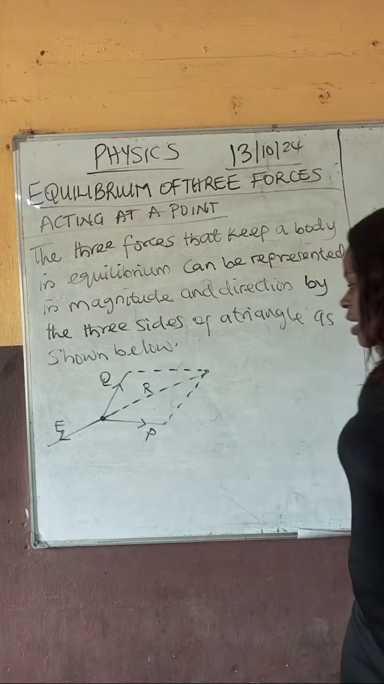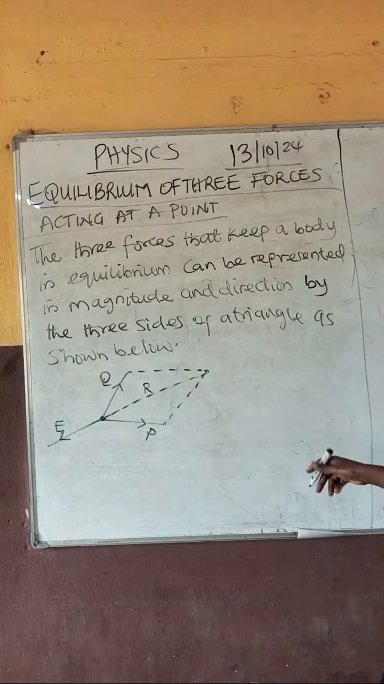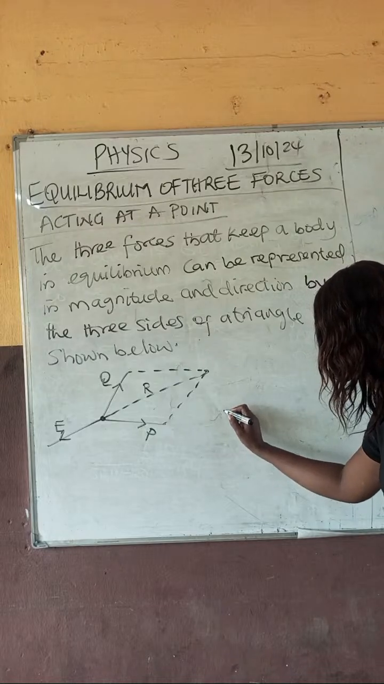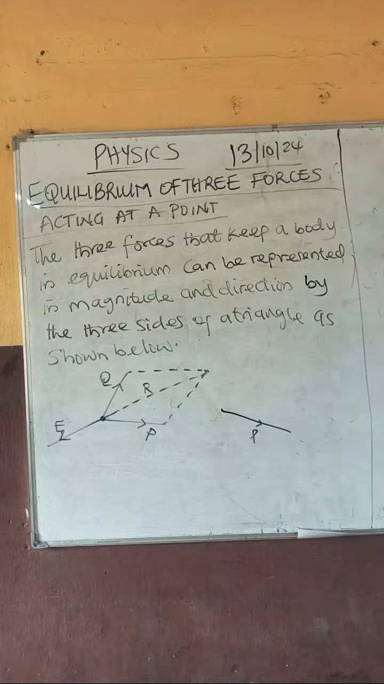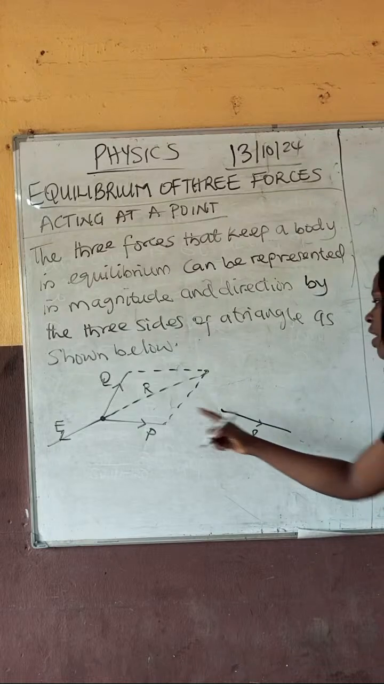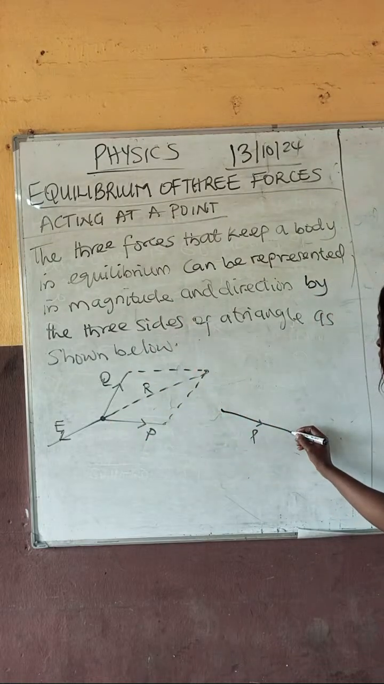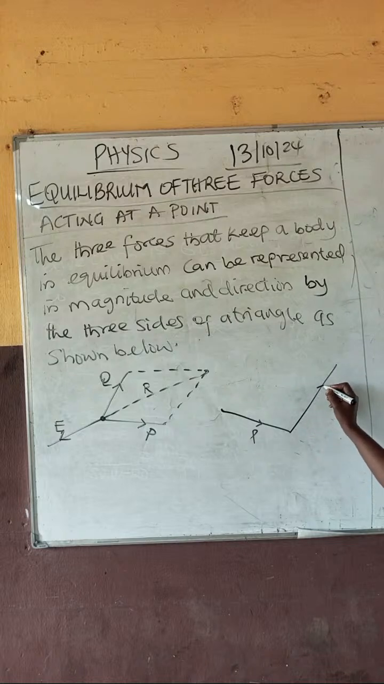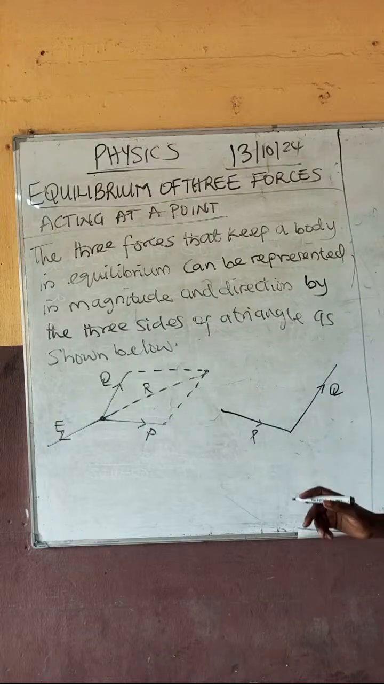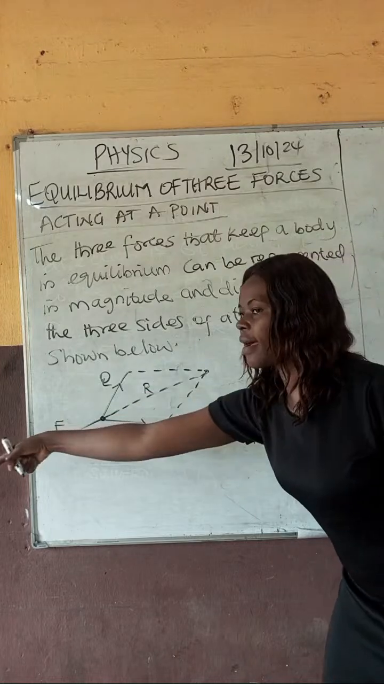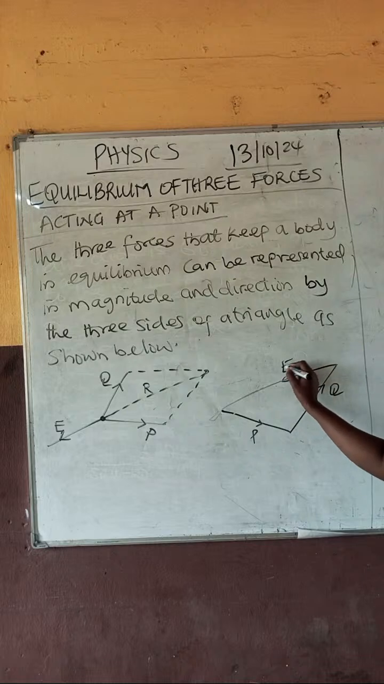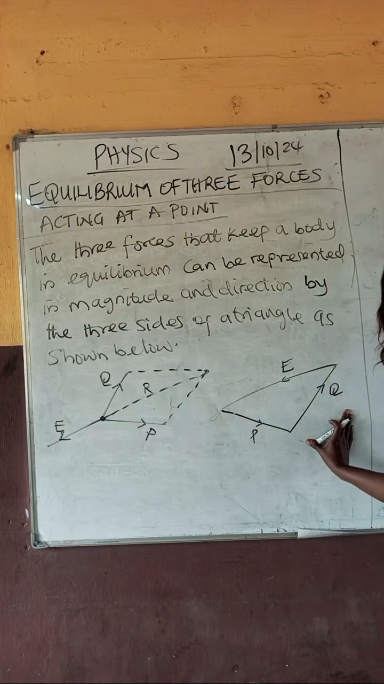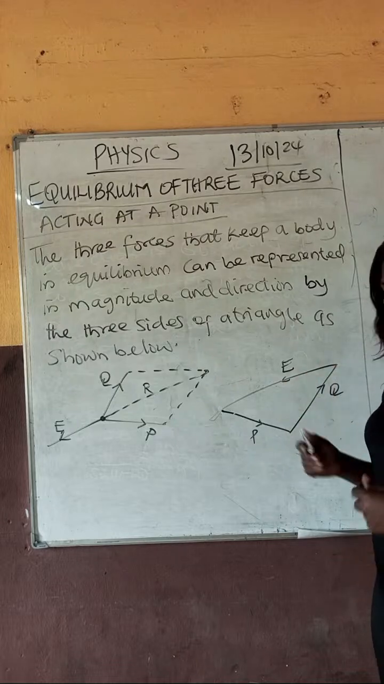Now, look at this vector P. It is going in this direction. I will go this way. This is P. Right? Now, where is this one going? Look at Q. It's going this way. From this same point, I will go this way. This is Q. Right? I hope you are following. Look at E. It's going down. From this same point, I go down. This is my E. Have we formed a triangle? So this is what they mean.